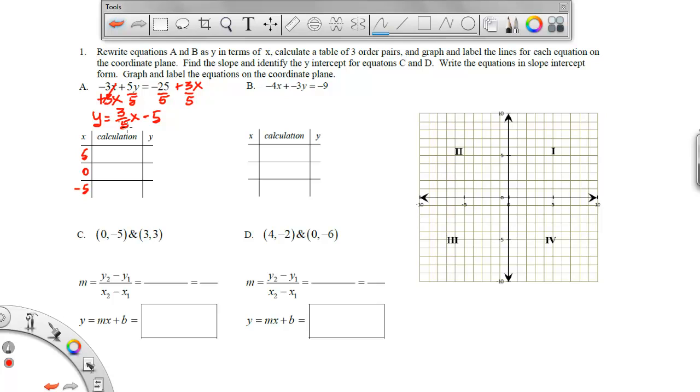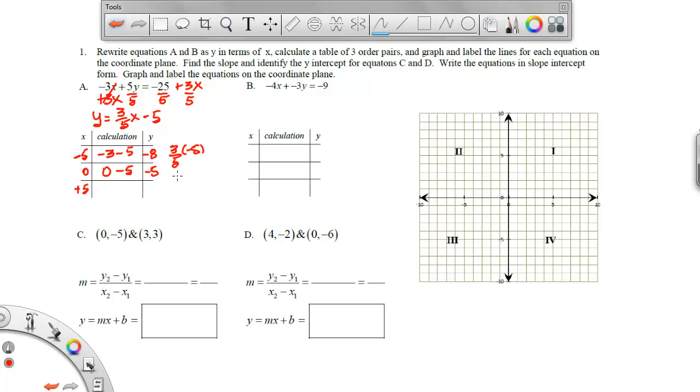So I put this in my calculator. We know that 3 times a negative 5 is a negative 15, and negative 15 divided by 5 is a negative 3. So that gives me a negative 3 minus 5, which is a negative 8. Put 0 in here, this whole thing becomes 0. 0 minus 5 is a negative 5.